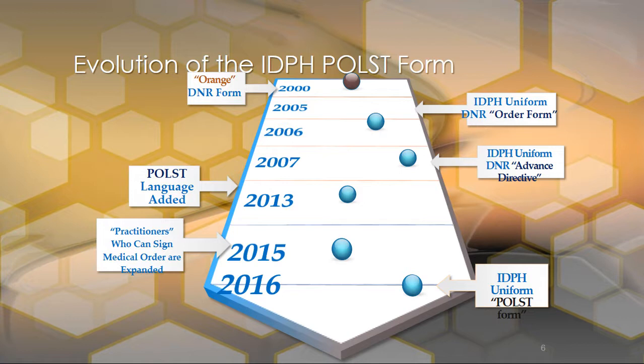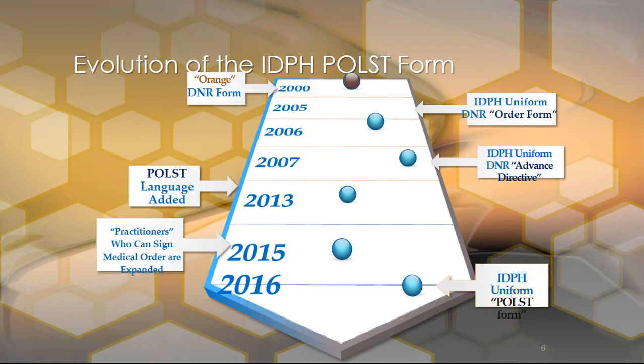So if they were at a nursing home, there had to be an order written there. If they were in the hospital, a new order had to be written there. If they were transferred somewhere else, there had to be a separate order written. In 2005, the IDPH Uniform DNR form was created, and it was still printed on the orange paper or pink paper or some kind of brightly colored paper. But the positive thing for EMS was that that single form applied to all facilities.